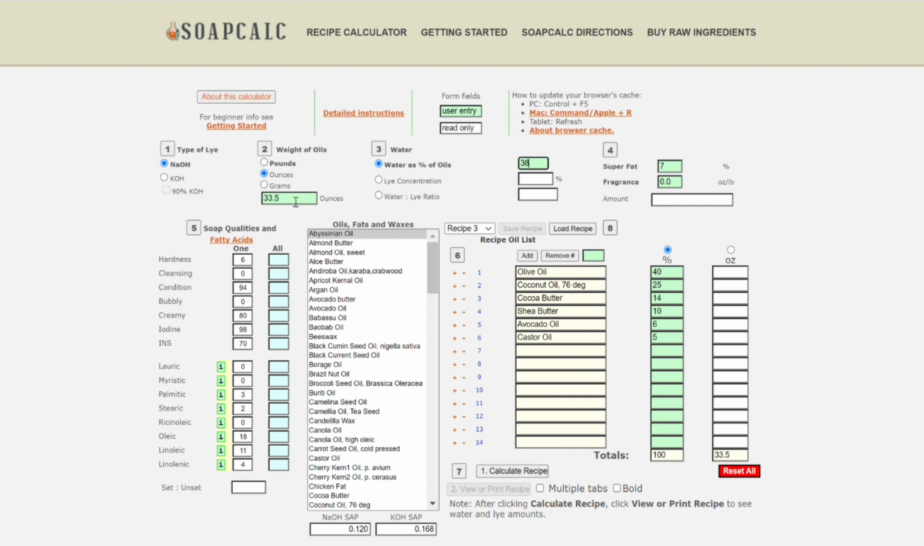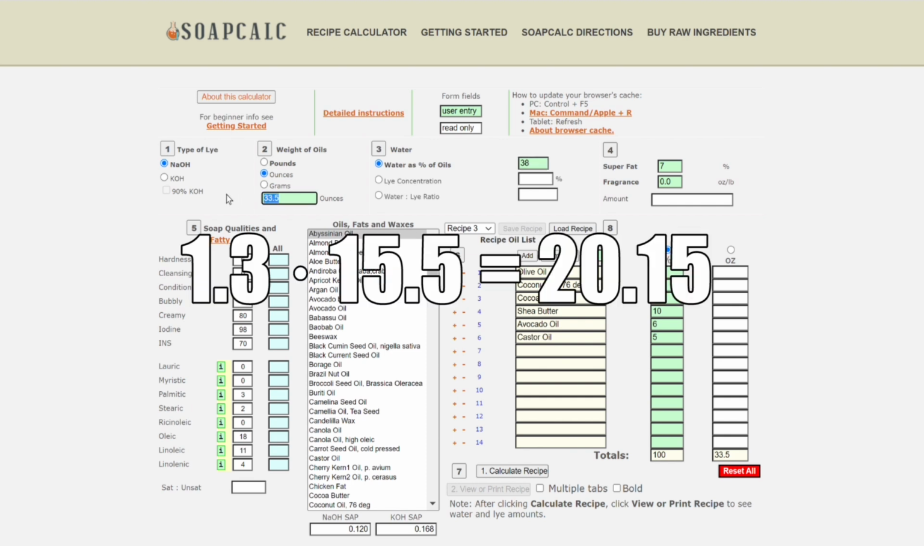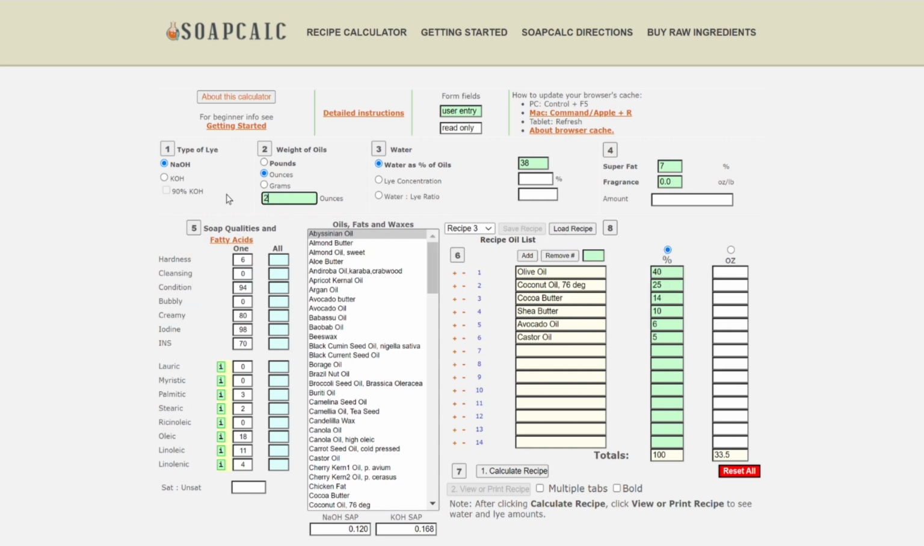We just figured out the weight of the oils that we need by taking that 1.3 times 15.5, and we got 20.15, so we enter that here in the weight of the oils. And I make sure I have ounces selected. Next we go to the water, and Soapcalc's default is for hot process soap, and that's way too much for cold process soap. I use 25, and that figures your water at 25% of your oil weight. If you would rather figure your water by lye concentration, I use 35% for that. And if you like to figure it as a ratio of water to lye, I use a 1.8 to 1 ratio for that. I'm going to keep my superfat at 7, and here we have our recipe.